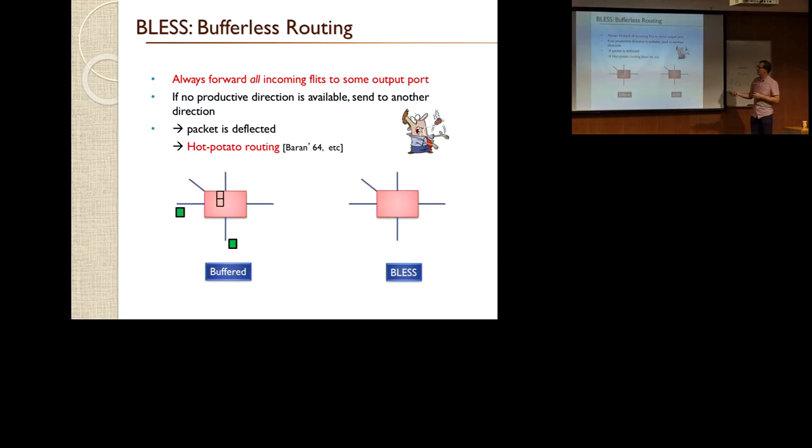So hot potato routing, we've already discussed the idea. If two things contend for the same output port, one of them takes it, and the other one, since this is bufferless, gets deflected. Basically, it goes away from its destination. This is called misrouting. It's non-minimal by nature, as we discussed, right? As a result, it will have the problem of livelock.